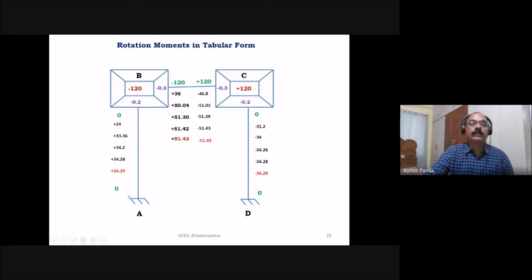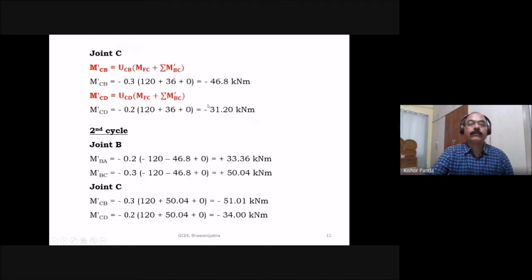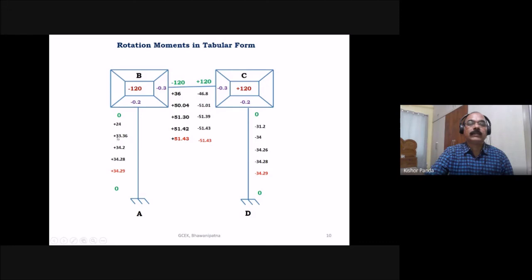So this side the rotational moment is 0, but this side you have to take minus 46.8. In the first cycle you had taken this as 0, but in the second cycle you already know this value, minus 46.8. And the rotation factor is minus 0.2 and the fixed end moment of joint B is minus 120. So M dash BA is equal to minus 0.2 into minus 120 plus 0 minus 46.8, which is equal to 33.36 kilonewton meter.